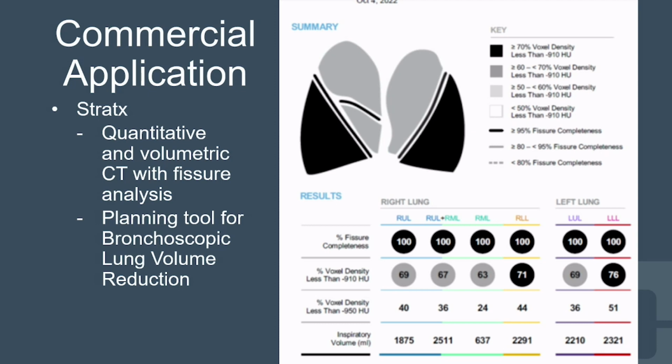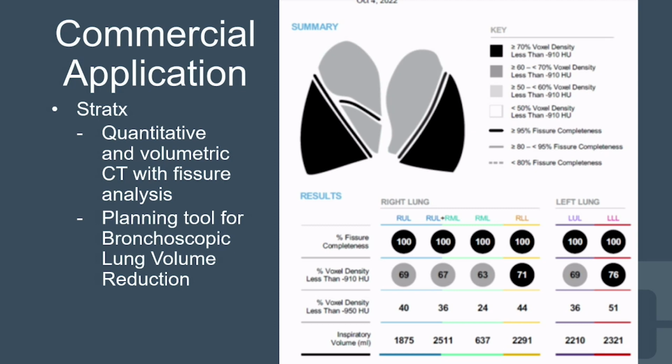This is a very dumbed down version of what these images look like, and we get this report. This is from a company called Stratx, and they work with one of the valve companies. We can look at the CT, and it quantifies for us where the areas of disease are the worst. It shows us what volume is there, and it also gives me a sense of whether the fissures are intact from one part of the lung to the other.